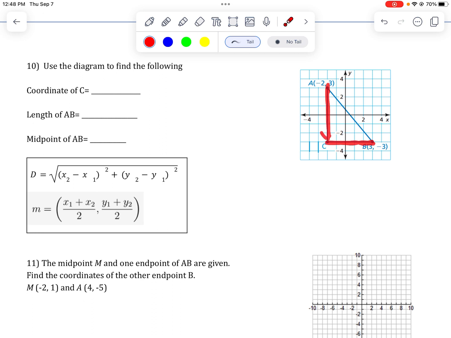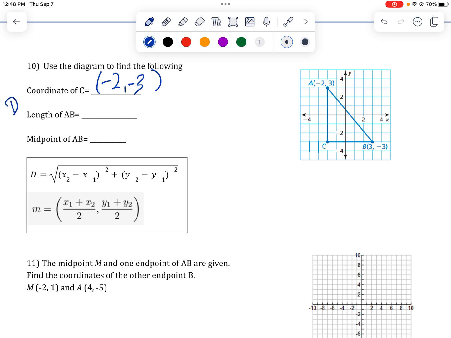All right, C is on the same line as B and A. Okay, C has the same Y coordinate as B, and C has the same X coordinate as A. So my point is -2, -3. I could also just look, it's over 2, down 3, so it's -2, -3. Okay. Find the length of AB.